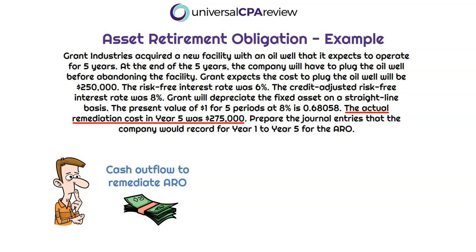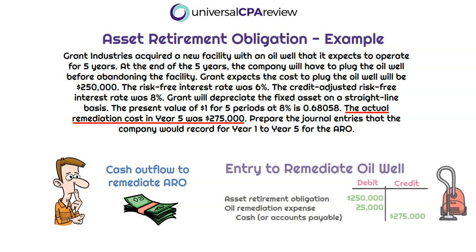Now remember, we estimated the cost was $250,000, but the actual cost was $275,000, right? So fairly close, but not exactly one for one as what they estimated, right? And in fact, it was actually higher. So let's go ahead and look at the journal entry to remediate this oil well. Because remember, they're saying bye-bye to the oil well. We're done with this facility.